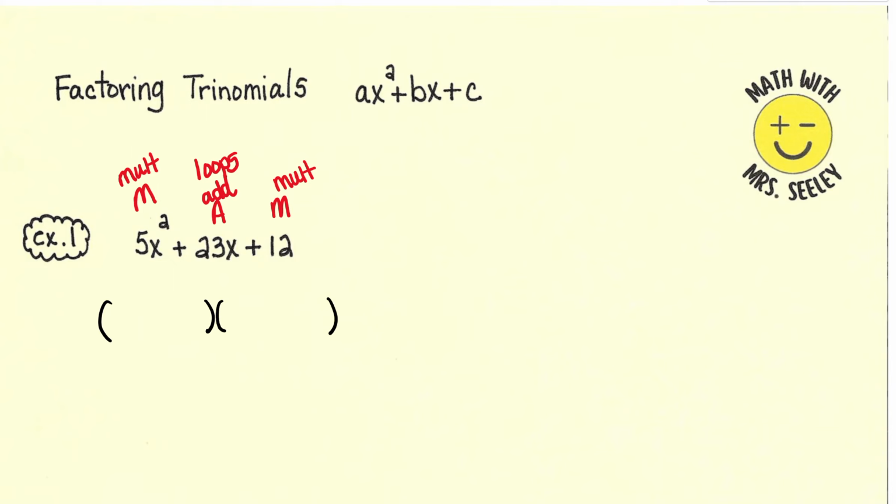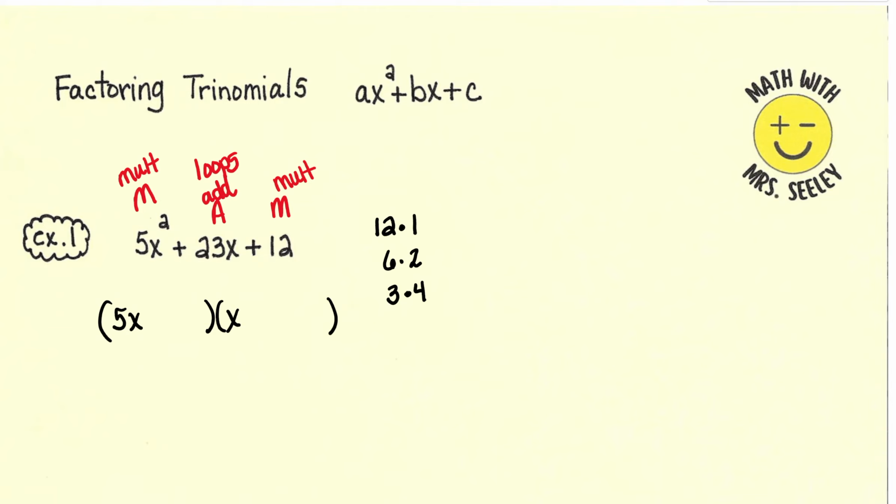And so I'm thinking what multiplies to get 5. Well, the only things that multiply to get 5x squared are 5x and x. And then I have to think what multiplies to get 12. Now, I'm going to try these numbers, and I can try 12 times 1, or 6 times 2, or 3 times 4. And this is basically a trial and error type of way.